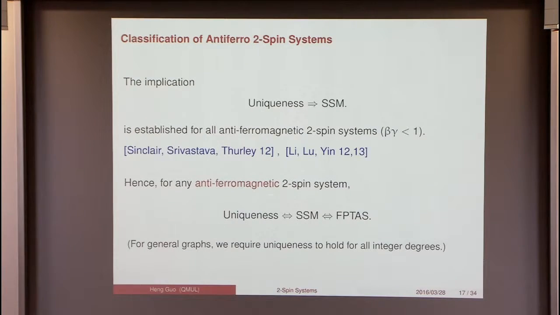Now you may notice that this uniqueness is defined for bounded degree graphs, or infinite regular trees of a certain degree. So for general graphs, we require the uniqueness to hold for all integer degrees. This will not be true for, say, independent set, because the threshold of independent set goes to zero if d goes to infinity. And also for the Ising model, it will not hold for general graphs. But there exist some beta and gamma so that this is true. What happens there is that this threshold is not monotone. So there exists a peak, and if our field is larger than the peak, then the uniqueness holds for any degrees. So for anti-ferromagnetic systems, we have this perfect correspondence among uniqueness, strong spatial mixing, and FPTAS.